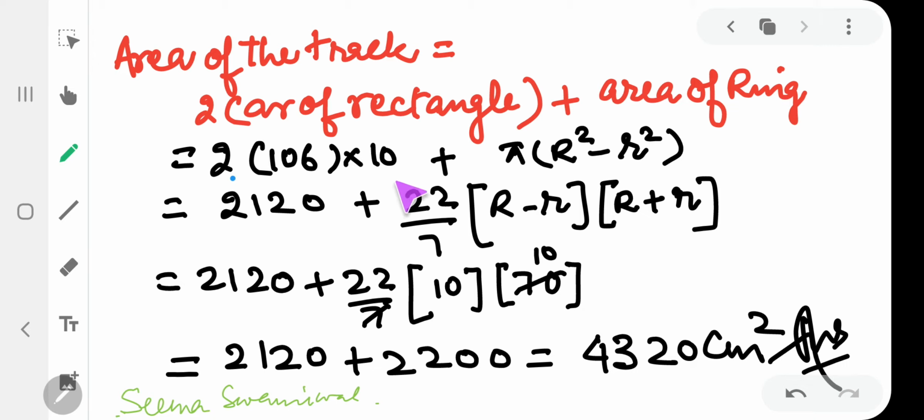When I multiply all these three numbers, I will get 2120. This is 22 by 7. Capital R is 40 and this is 30, so that means you are getting 10. And this is 40 plus 30, which gives you 70. And therefore, children, when you cancel it, it will be 10 and the product is 2200, and therefore the total area of the track is 4320 meter square, as the units are all given in meter.